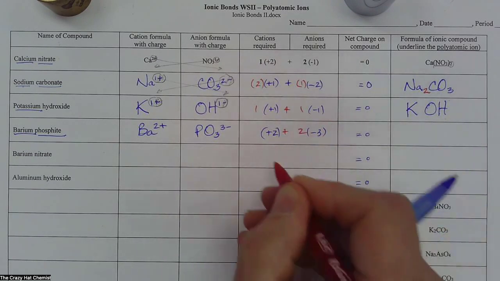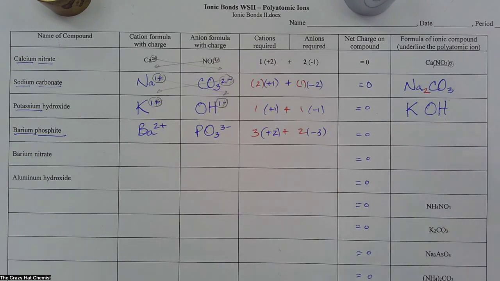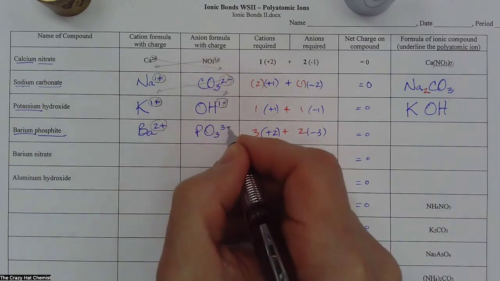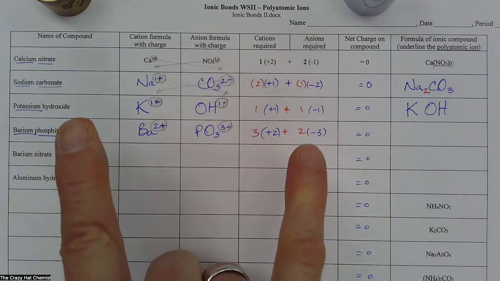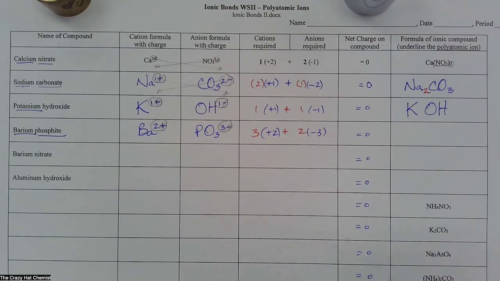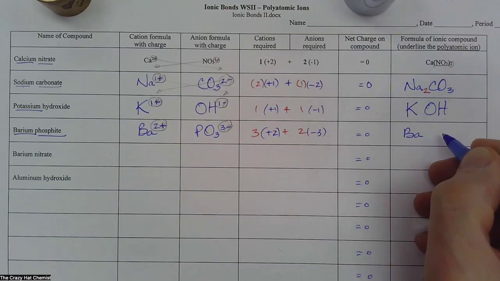So I'm going to multiply this by 2 and this by 3. Hopefully you see that. Okay. The other way of doing it is circling this cation, circling that anion. I'm going to scratch out the positive and the negative, take the bull by the horn, flip, bring it down, and I'm going to get Ba and then this PO3.